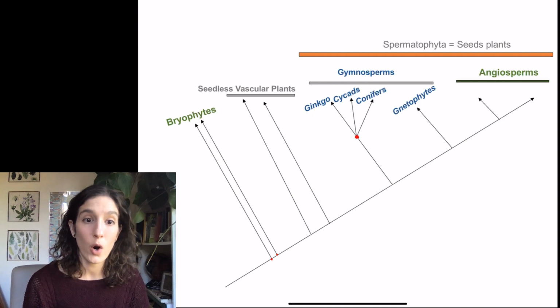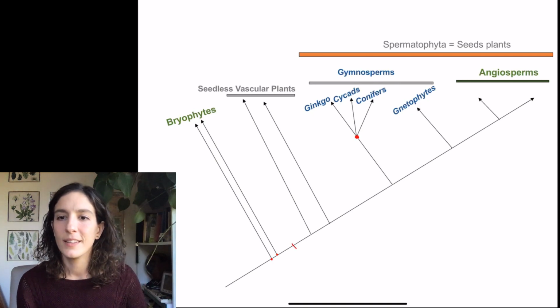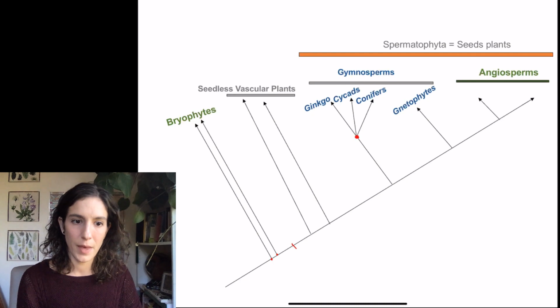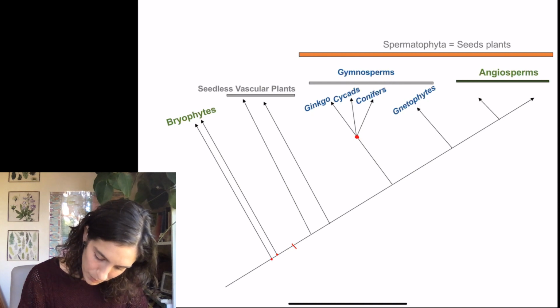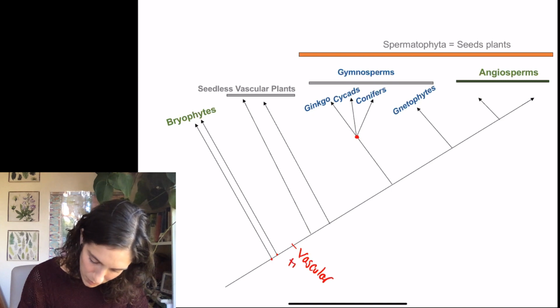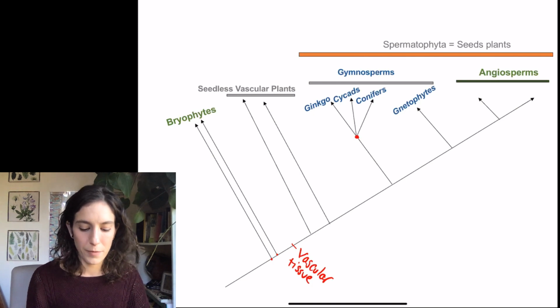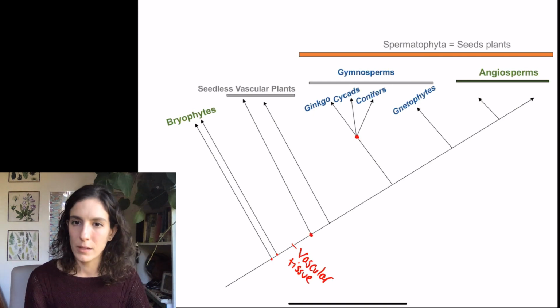So let's see, we already talked about how the seedless vascular plants, so the things like the horsetails and the ferns and the club mosses and the spike mosses, remember Selaginella, Lycopodium, those were all part of the seedless vascular plants. And they, like it says there, evolved xylem and phloem, vascular tissue. Cool. And so that means that from this point onwards, all of the descendants of the common ancestor right here had vascular tissue, had xylem and phloem.